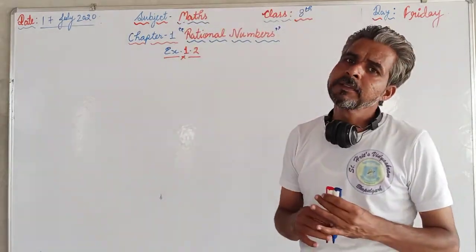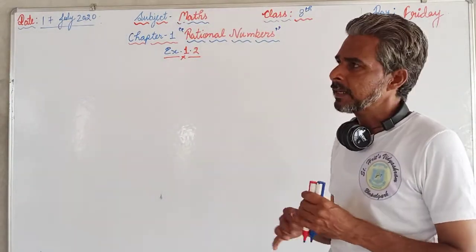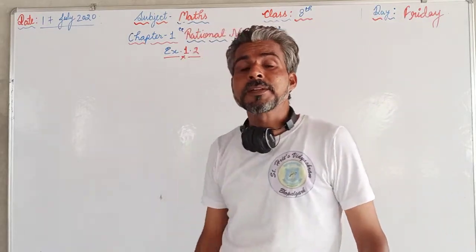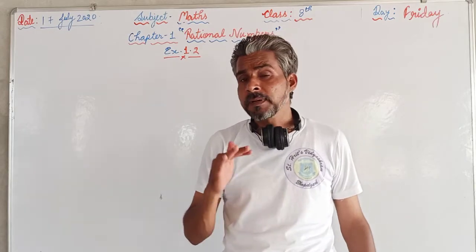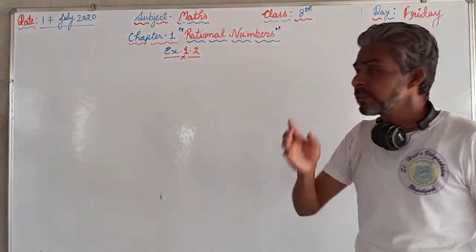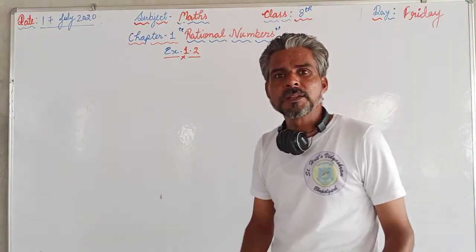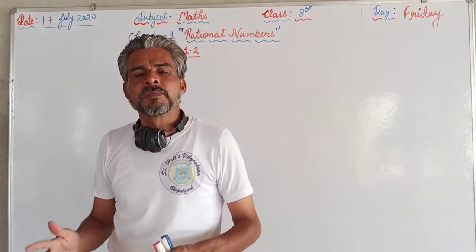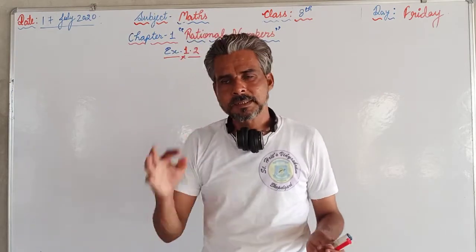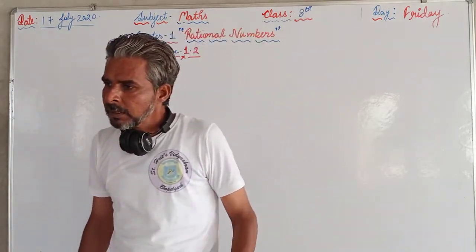So again we are ready with today's video. This video is for class 8. The subject is maths, chapter 1, and the name of the chapter is rational numbers. At the same time, I want to remind you the definition of rational numbers. Rational numbers are the numbers which can be expressed in the form of p by q, where p and q are integers and q should not be equal to 0. This is the definition of rational numbers.